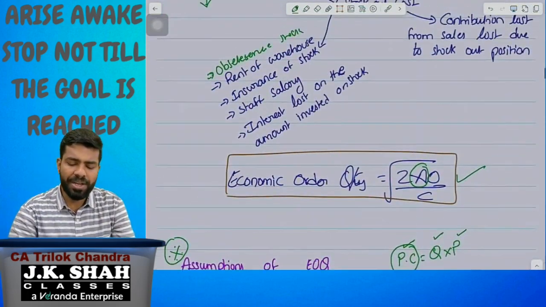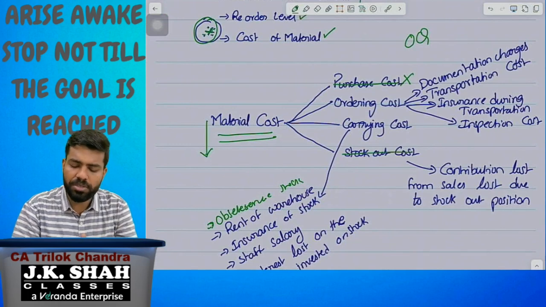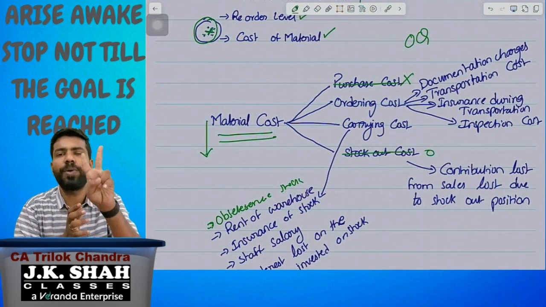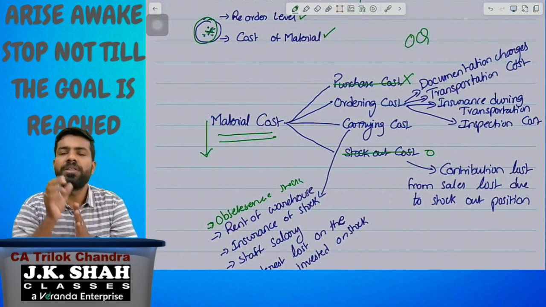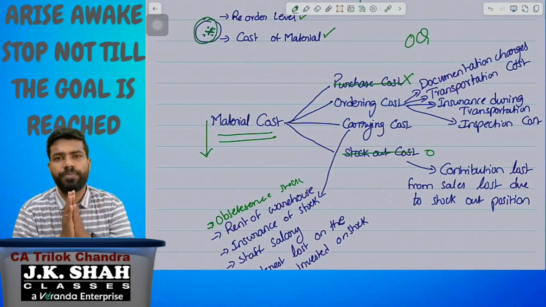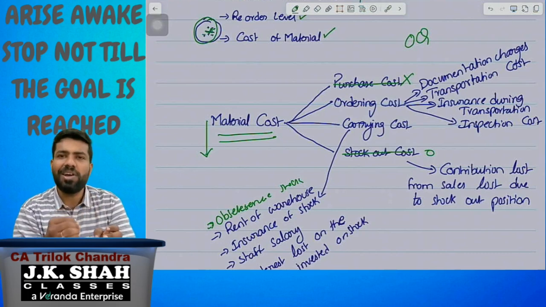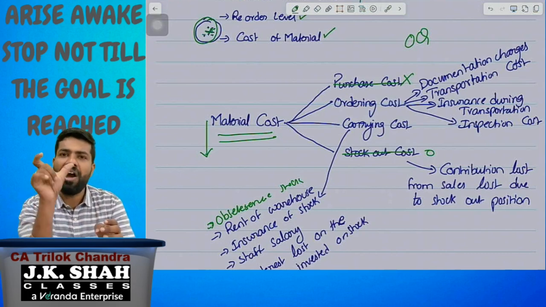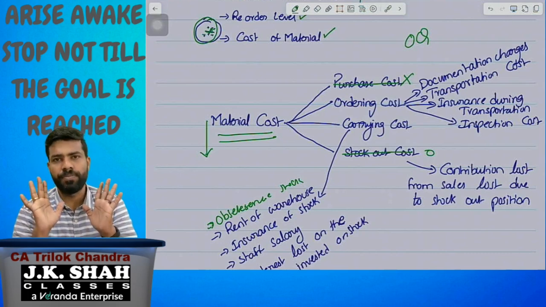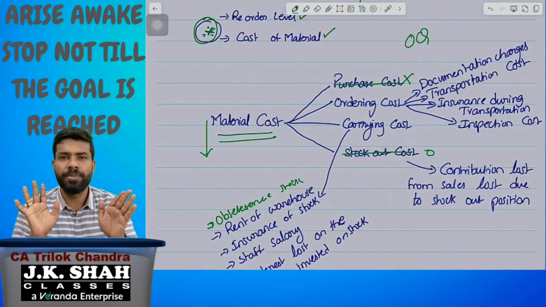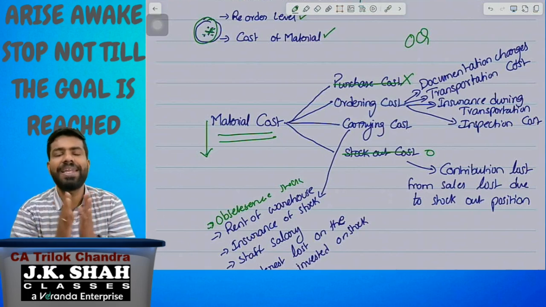So the third point makes stock out cost 0. The first 2 points make purchase cost constant. The third point makes stock out cost 0. Are you understanding? Now, to make the material cost least, we need to play with only ordering cost and carrying cost. Don't consider the purchase cost, don't consider the stock out cost, according to the assumptions. You consider only ordering cost and carrying cost.